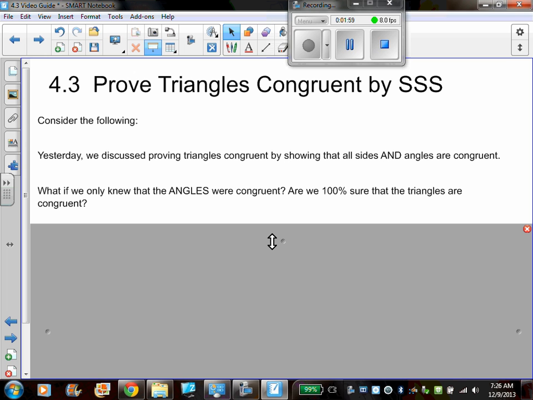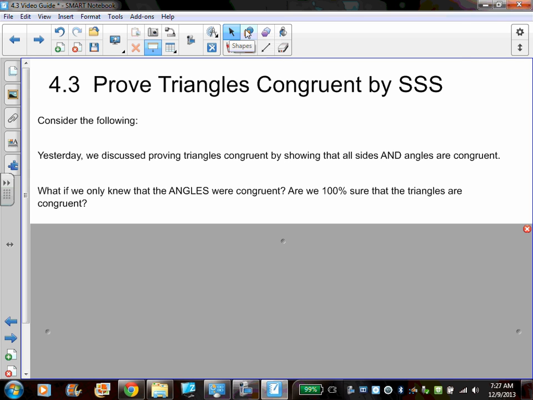One thing to consider is, if we only knew that the angles of a triangle were congruent, would that be enough information to say that the triangle was congruent? And the answer to that question, just think about it for a moment, we can discover by looking at an equilateral triangle. So here's our equilateral triangle. It's equilateral, also equiangular. All the angles are 60 degrees. They're all the same size.